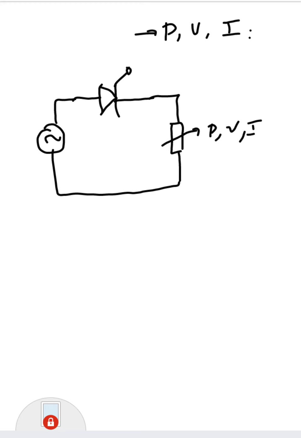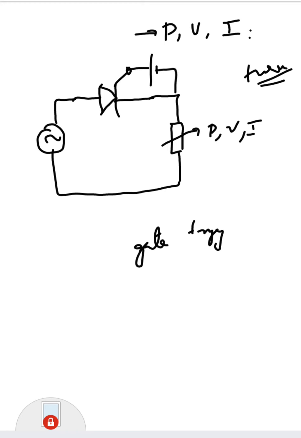Okay, so how will you control the instant of turn on? By turning on the SCR. Now we have learned the efficient method for turning on the SCR is gate triggering. What is gate triggering? You will apply voltage between gate and cathode. So when you apply this voltage between gate and cathode, SCR will trigger.